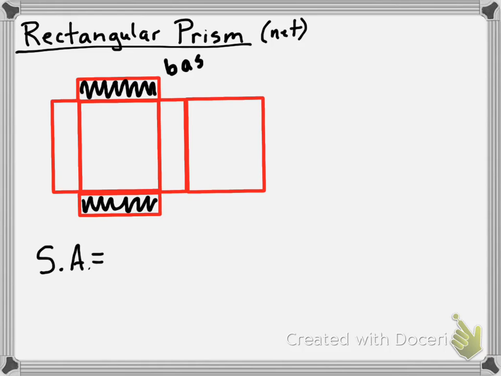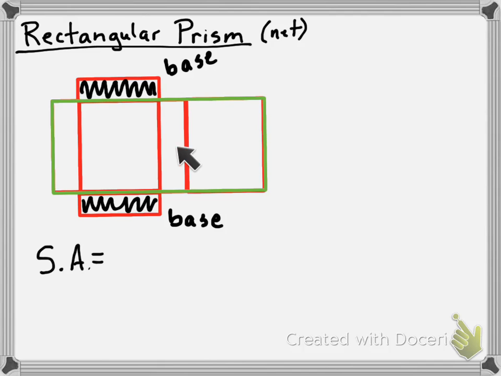So since this is a base and this is a base, then I just need to find the area of the base just like volume, except this time I need to count both areas of both bases. So I have 2 bases this time. I also have this rectangle, 1 huge rectangle.